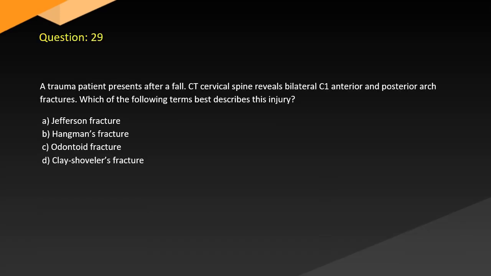Question 29. A trauma patient presents after a fall. CT cervical spine reveals bilateral C1 anterior and posterior arch fractures. Which of the following terms best describes this injury? A. Jefferson fracture. B. Hangman's fracture. C. Odontoid fracture. D. Clay-shoveler's fracture.